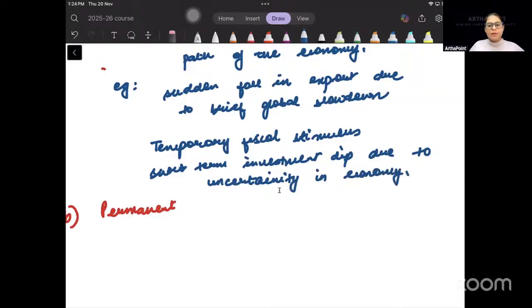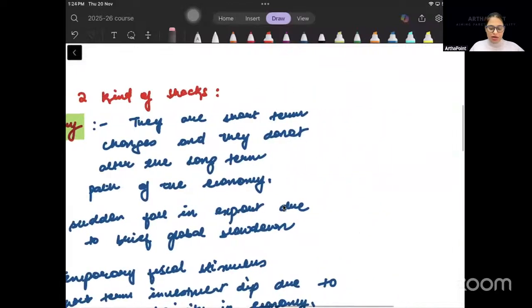Whenever we have these temporary shocks, yes, they will also act through the multiplier, because the moment you increase G, definitely there is going to be an increase in Y and a multiplier effect, right? So they will act through the process of the multiplier. They will cause expansion or contraction, but these changes in the business cycle will only be short term. So these will be single cycle deviations.